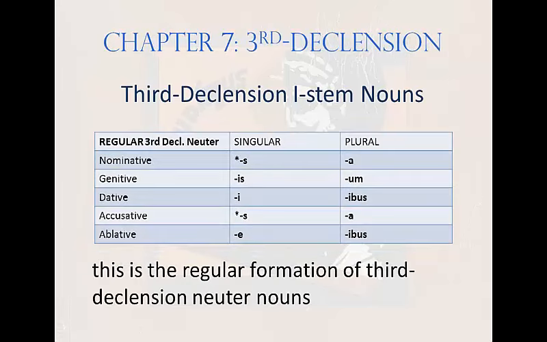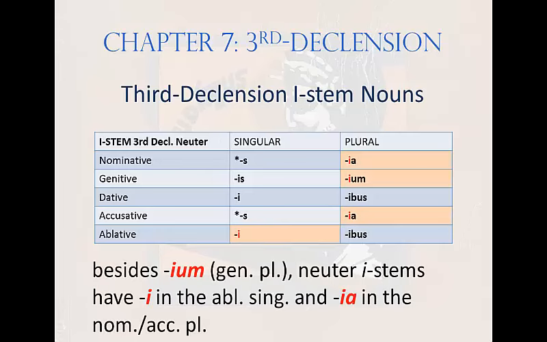Neuter nouns exhibit a few more differences. Here is a chart reminding you about the regular formation of neuter third declension nouns, and here are the changes that are effected when a third declension neuter noun is I-stem. You can see that not only is the genitive plural changed to ium, but there is an I replacing the E in the ablative singular, and the nominative and accusative plurals are ia.